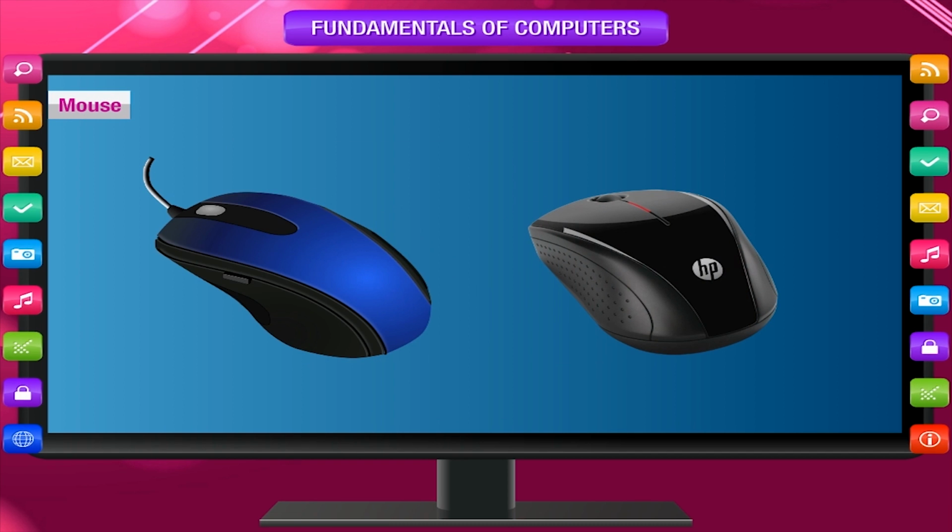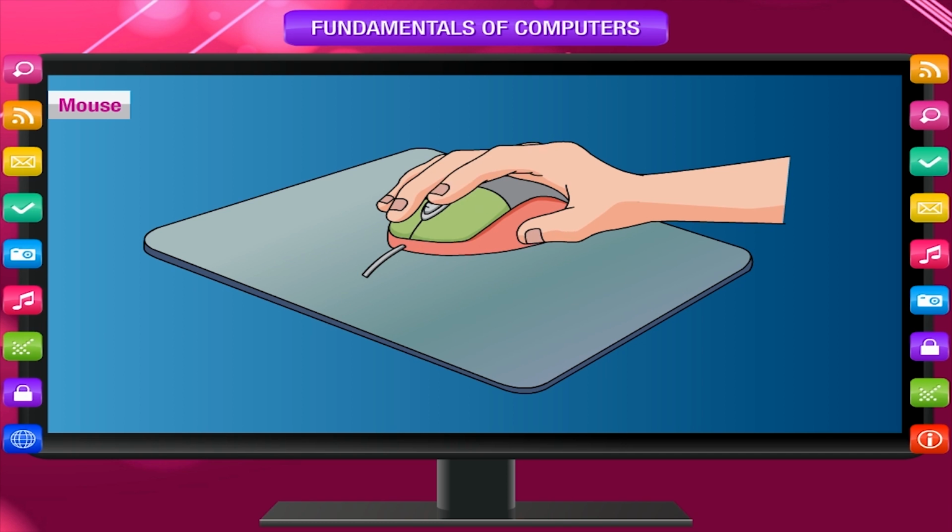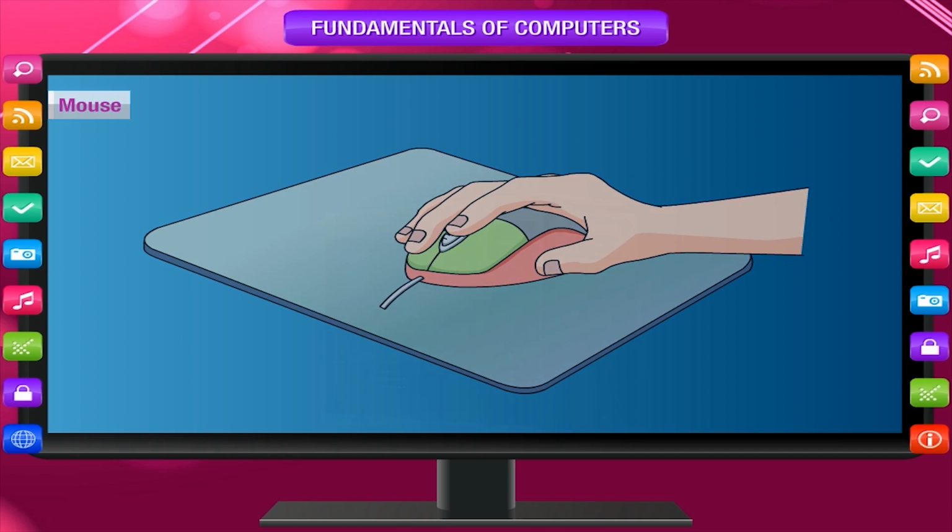Mouse. The mouse is a pointing device attached to the computer that controls the movement of the cursor on the screen. It allows the user to run commands using point, click, double-click, and drag methods.